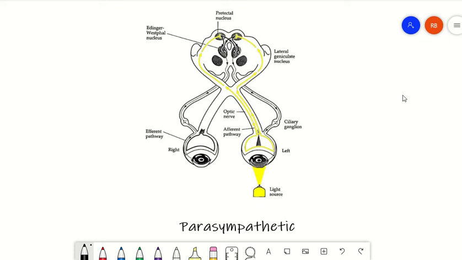Hi guys, so in this video I want to look at the normal light reflex pathway and the accommodation reflex. This is vital to get our heads around, as pupillary examinations are very often performed by doctors to give a quick assessment not only for the nerves from the eyes but also for brainstem function.